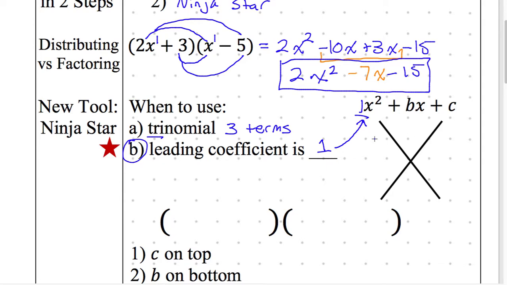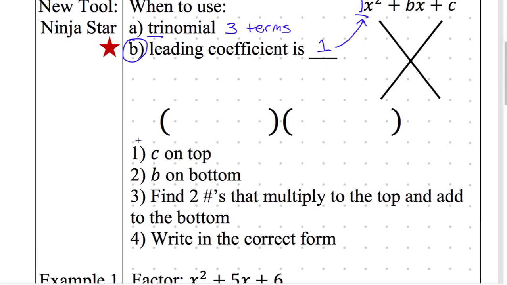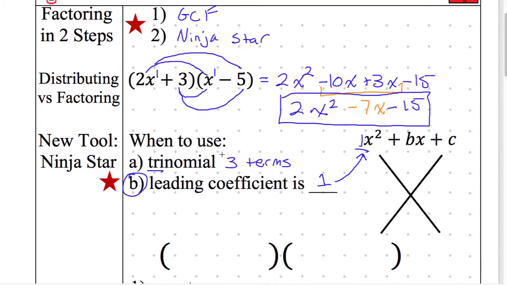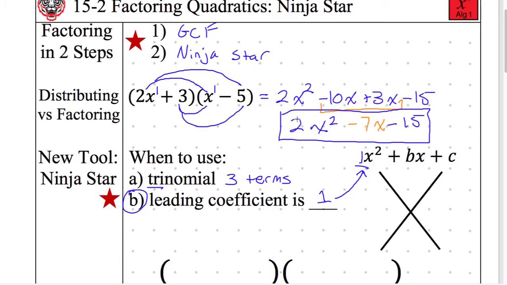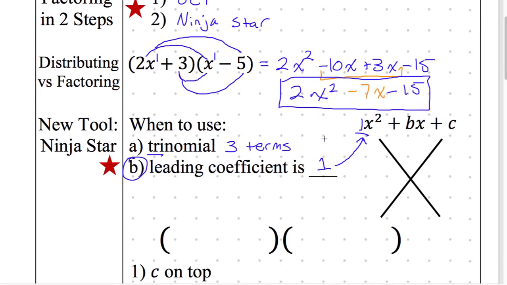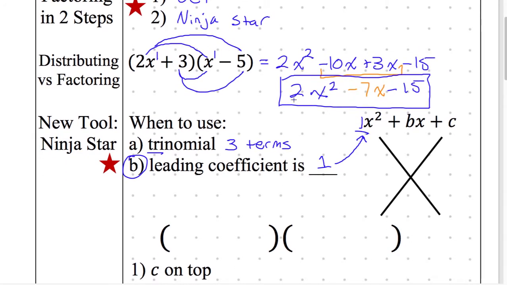Okay, so how to set up Ninja Star. This is the procedure. I've written it out for you. Steps 1, 2, 3, and 4. So the C is on the top. So I'm going to come back up here, and I'm going to look at this number right here. This 2x squared minus 7x minus 15. Oh, that's not going to work, is it? Because I have a leading coefficient of 2.